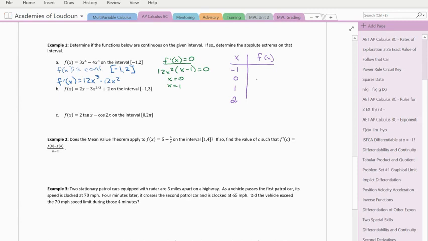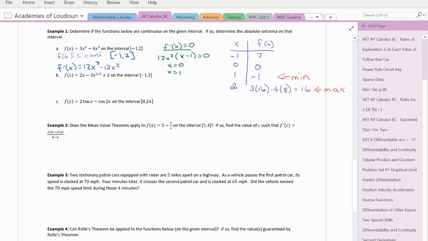We know that when x equals negative 1, we're going to have 3 plus 4, so that's going to be 7. When x equals 0, we have 0. When x equals 1, we have 3 minus 4, so that's negative 1. And when x equals 2, go ahead and do that, so that's 3 times 16 minus 4 times 8. 48 minus 32 is going to be 16. So we can see that we have an absolute minimum at 1, negative 1, and we have an absolute maximum at 2, 16.